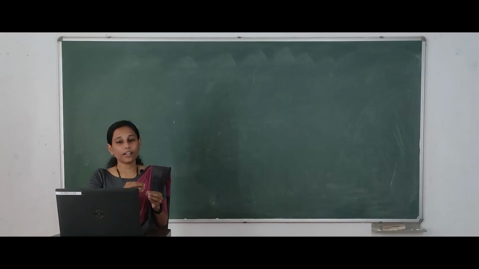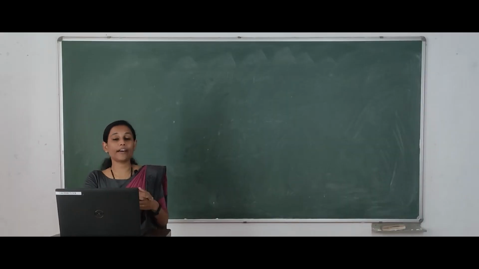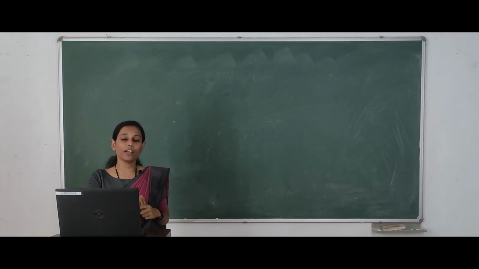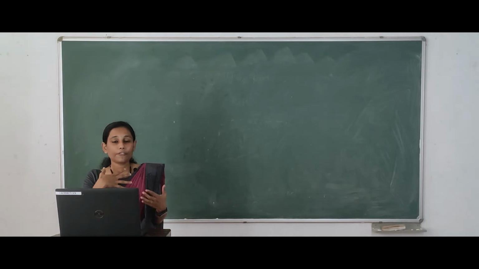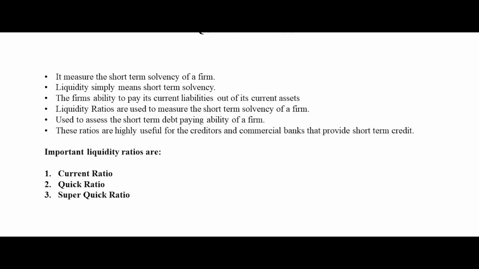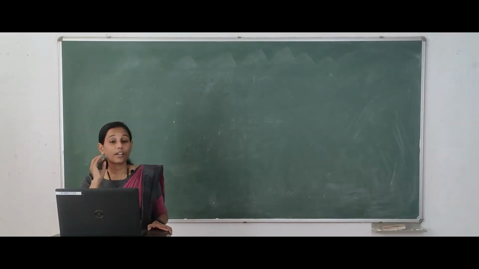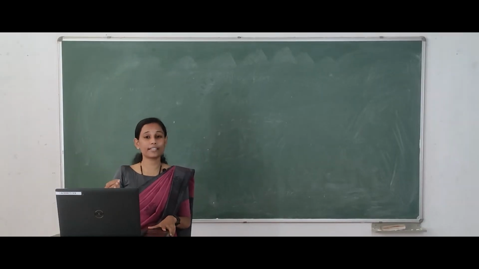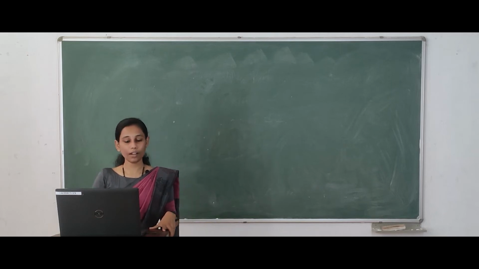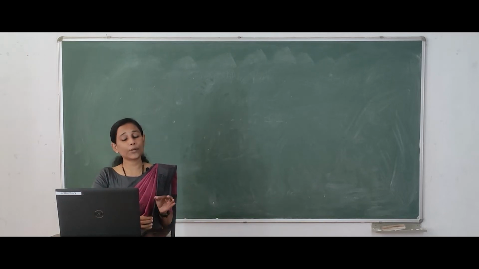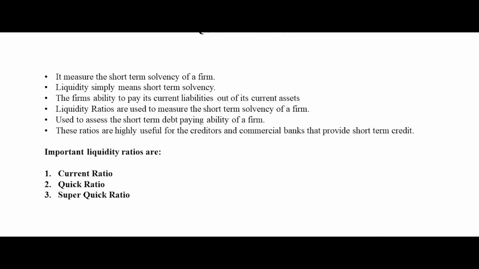We all know that financial institutions and commercial banks provide financial assistance to firms. While giving financial assistance, they consider liquidity ratios mandatory. It shows when the credit is to be repaid. The important liquidity ratios are, first, the current ratio, second, the quick ratio, and third, the super quick ratio.